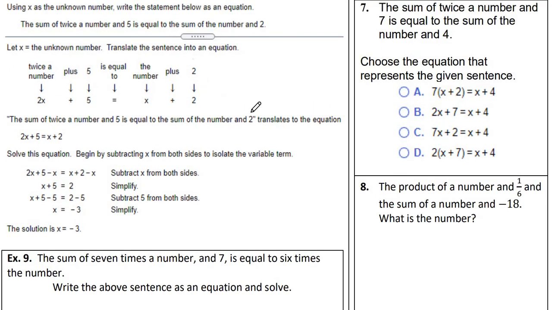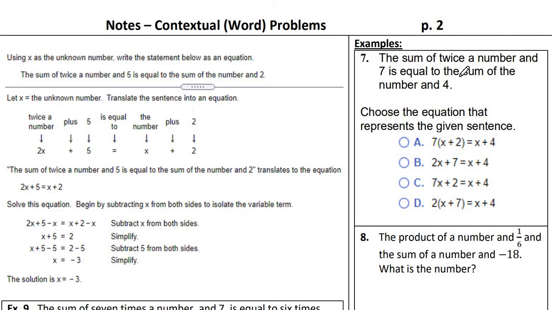So here's another example of how to solve a contextual word problem. So now looking at number 7, the sum of twice a number and 7 is equal to the sum of the number and 4. So remember, twice means 2. So we have twice the number and 7 is equal to the sum, which means to add, the number plus 4. So when we look at this right here, you see that of your choices, B is the correct choice.